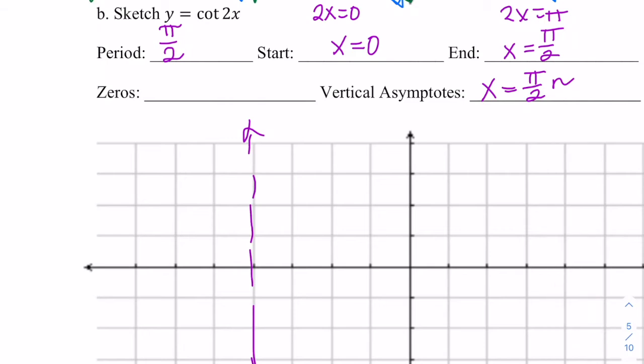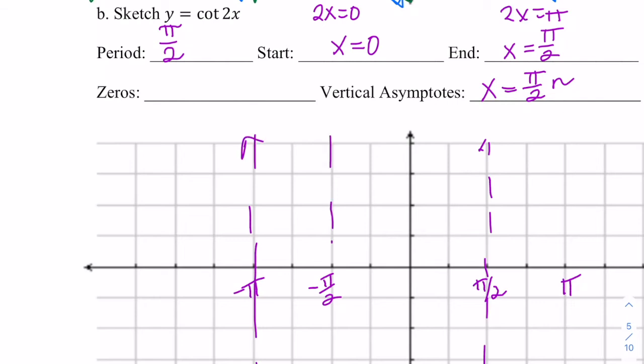Actually, I'm going to make it look even more narrow because it does look that way. Let's leave this as a regular pi over 2. This is negative pi and pi. All right, so we can see these asymptotes are going to occur at all the pi over 2's plus pi over 2.